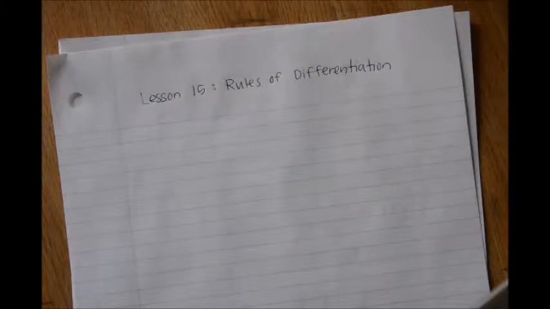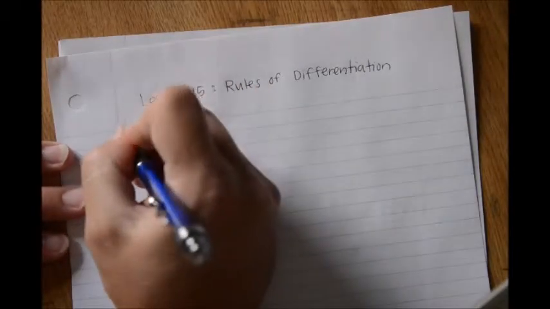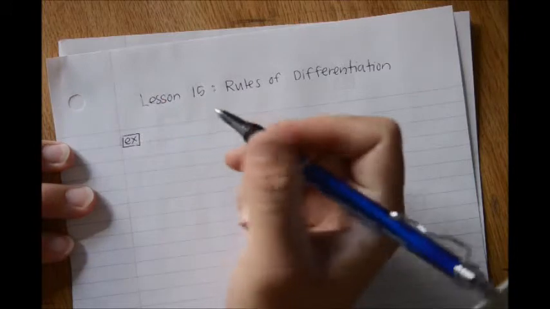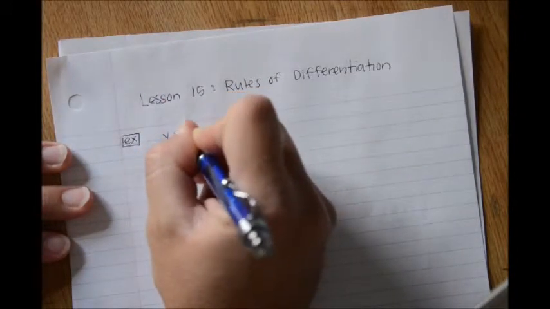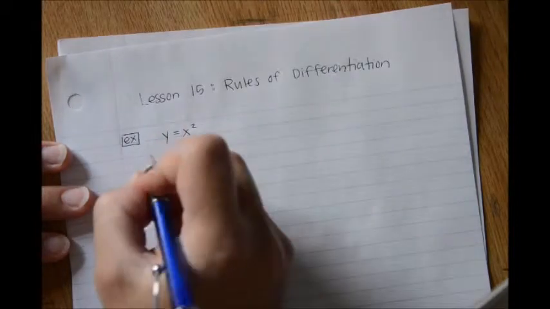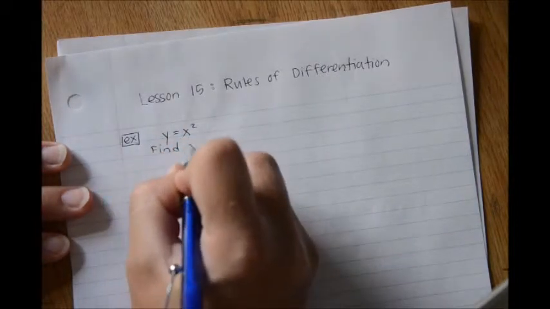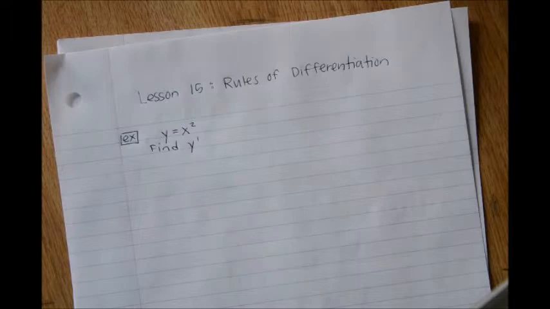Okay, so when we look at differentiation, there's actually rules that we can use. So we've so far connected that we can take the limit of a difference quotient and work through a problem. So if we want to find the derivative of, let's say that y equals x squared, I want you to find y prime, which is the derivative of y.